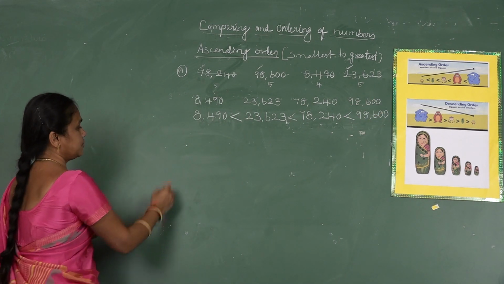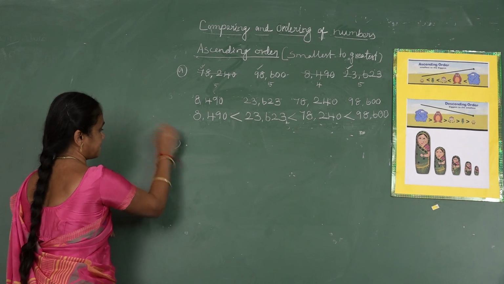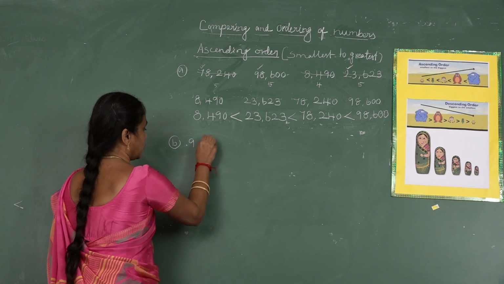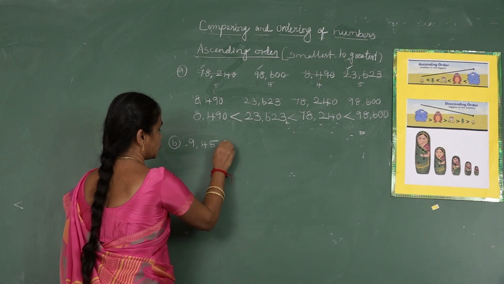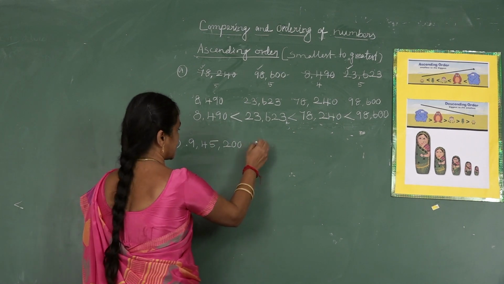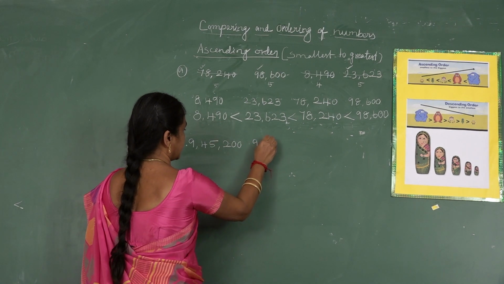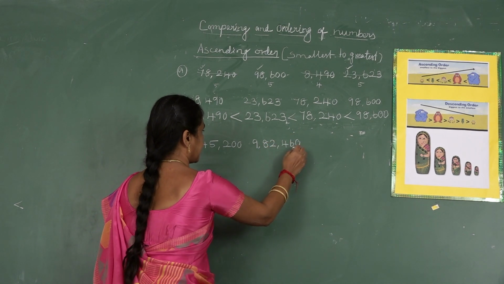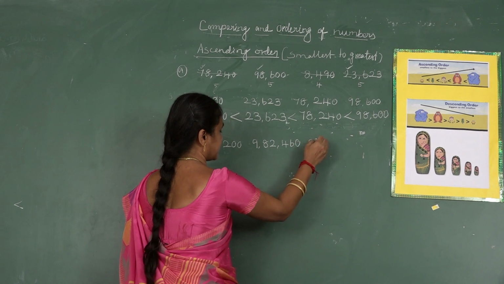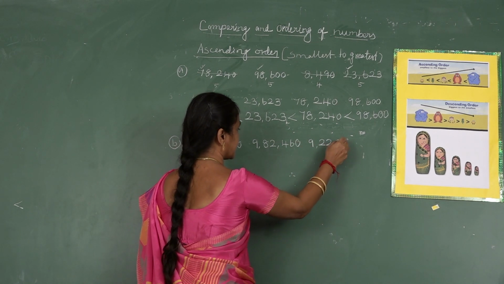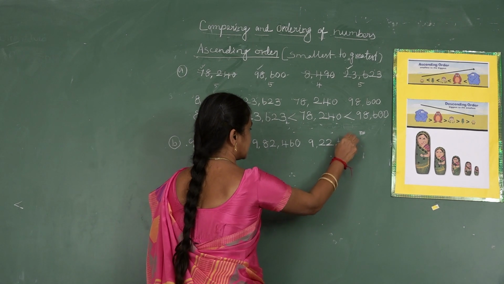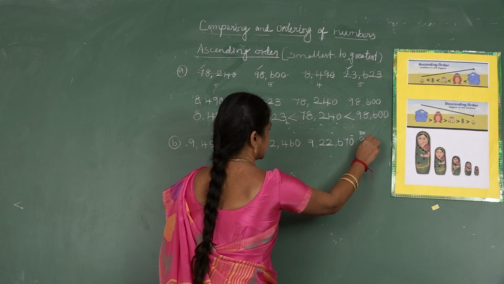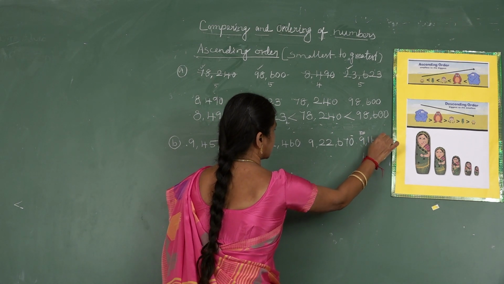We see next example. Nine lakh 45,200. 9 lakh 82,460. 9 lakh 22,670. 9 lakh 16,600.